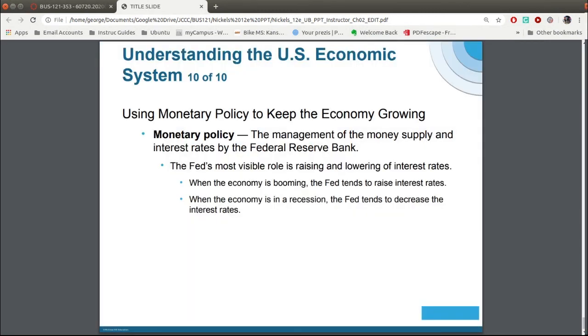Now, monetary policy is how the Federal Reserve tries to manage the economy, basically raising or lowering interest rates in order to improve growth or reduce growth.